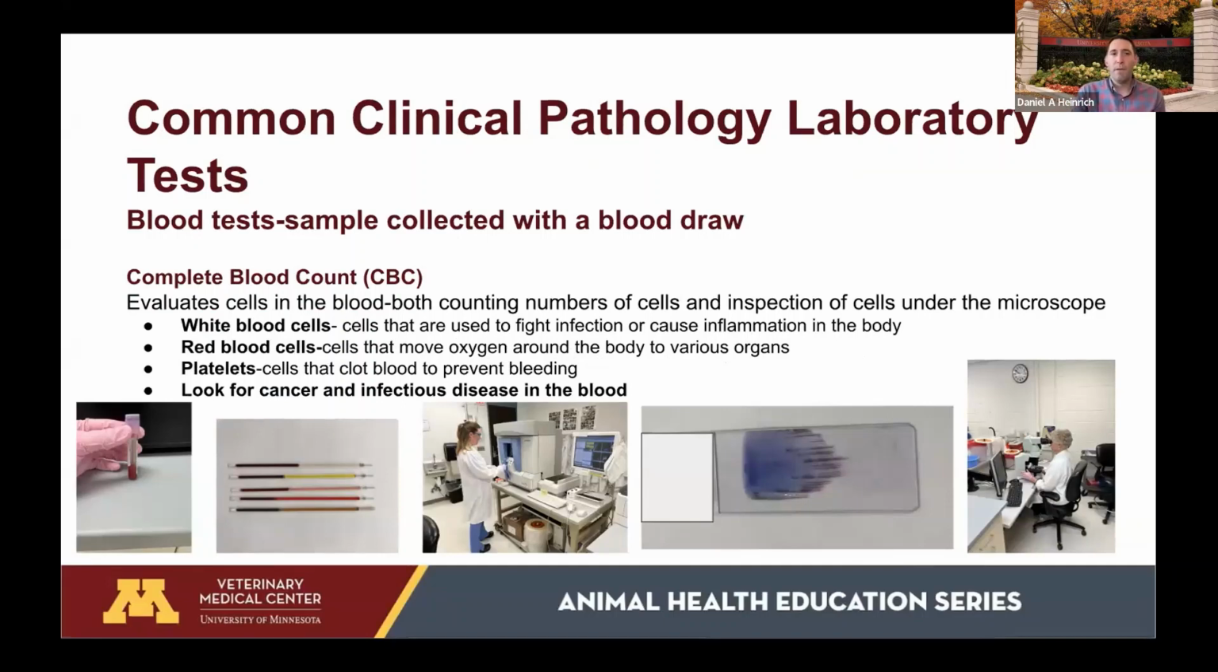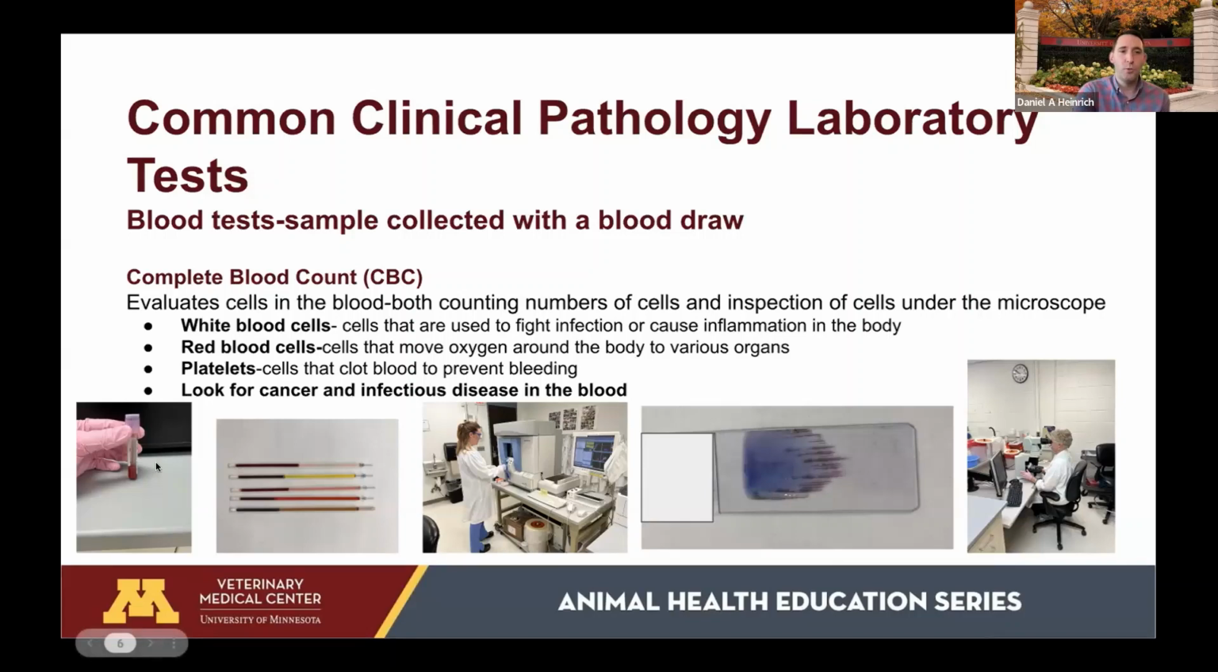So the first one is called the complete blood count, or what is also termed a CBC. The complete blood count is used to look at the various types of cells that make up our blood. And we do that by both running the blood through a large analyzer, and also looking at them under a microscope. So this is kind of showing the process.